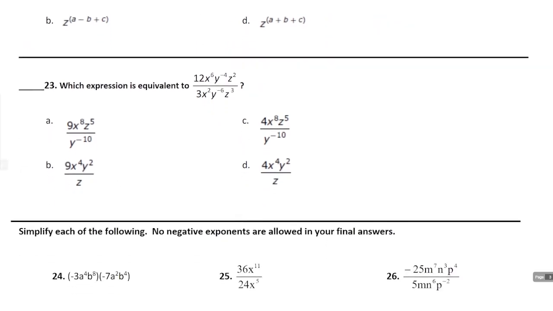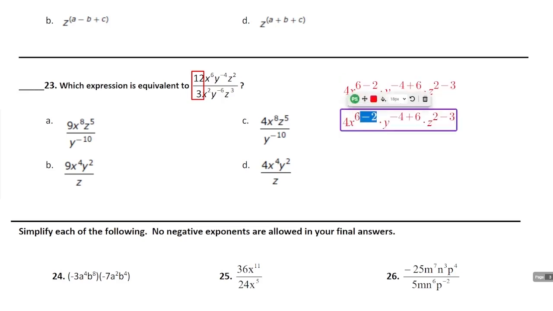Number 23, I'm going to handle this just like we did those other ones above. First, we'll reduce this fraction. 12 divided by 3 is going to be 4. And then we have x to the 6th over x squared. So we have x to the 4th. Okay, I guess I'll show how I got that. 6 minus 2, times y to the power of negative 4 minus negative 6, which would be negative 4 plus 6, times z to the power of 2 minus 3.